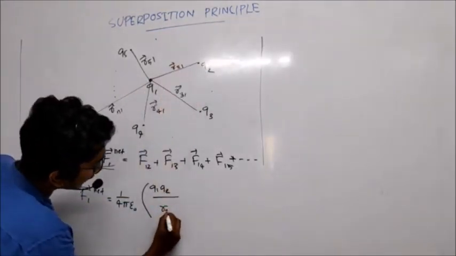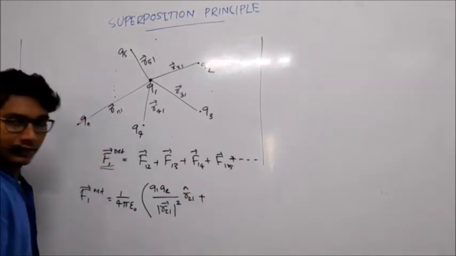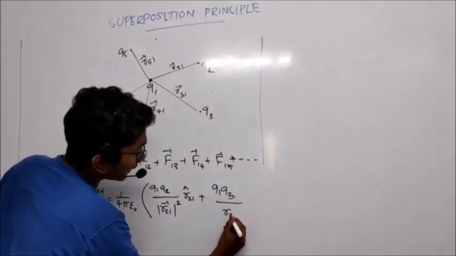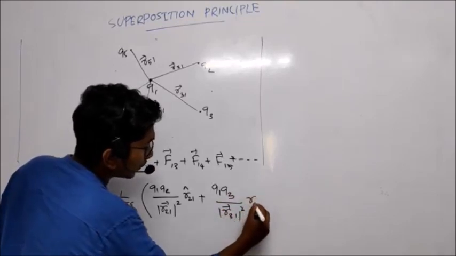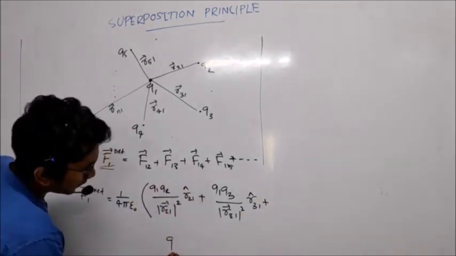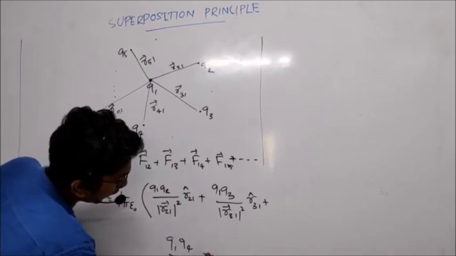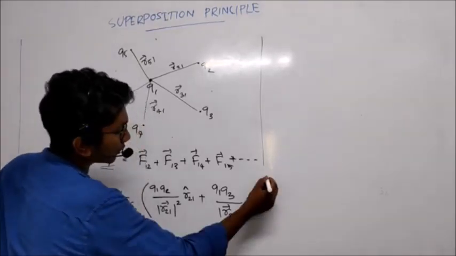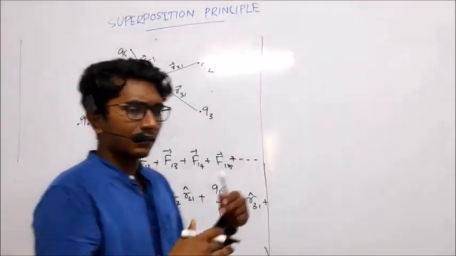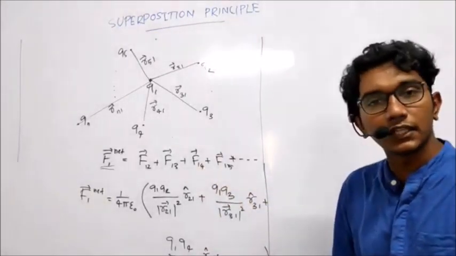divided by the modulus of R21 whole squared, into R21 cap, plus, the direction matters, right? Again, Q1 Q3 divided by modulus R31 squared into R31 cap, plus F4, Q1 Q4 divided by modulus R41 squared into R41 cap, plus and so on, till n if there are n charges. No problem at all. So this is what is known as the superposition principle.